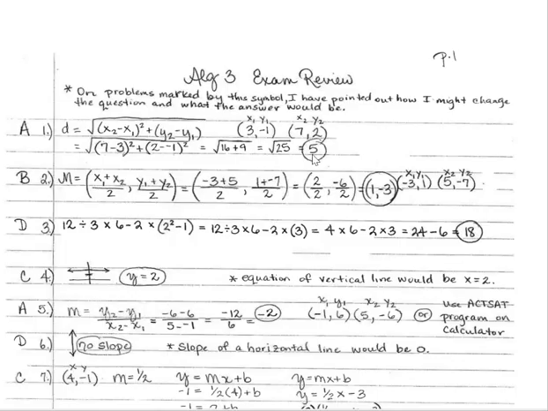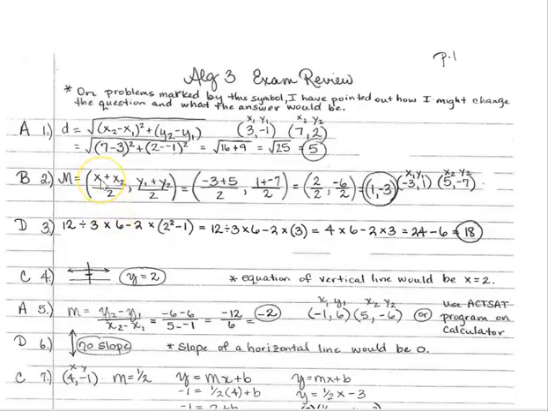All right, then for number 2, find the midpoint of (-3, 1) and (5, -7). So again, I would label these points the same way: x for point 1, y for point 1, x for point 2, y for point 2. And then again, the midpoint formula will be given without any kind of label.